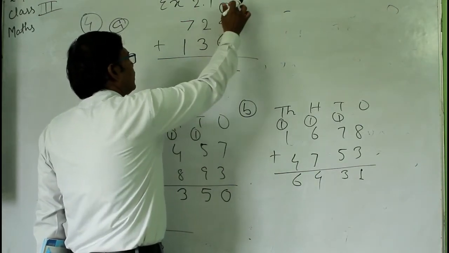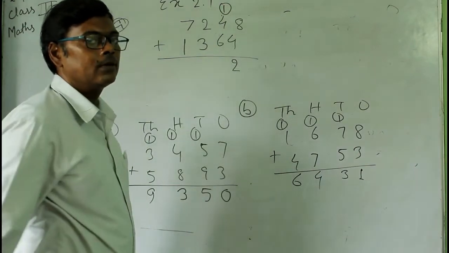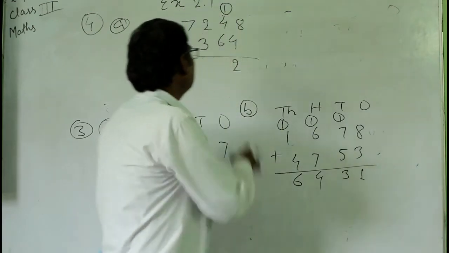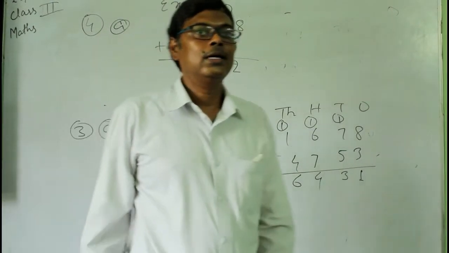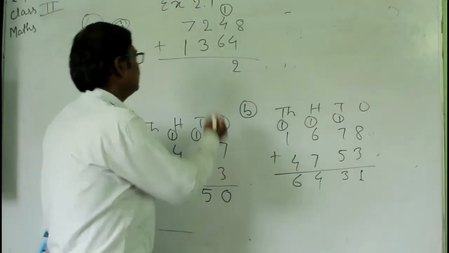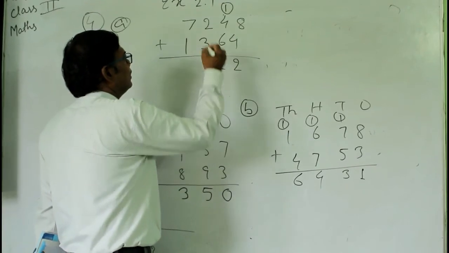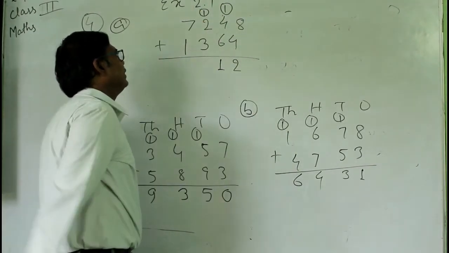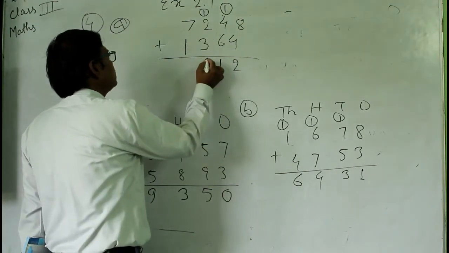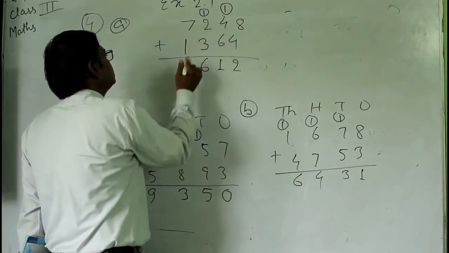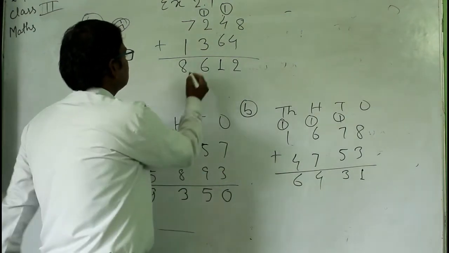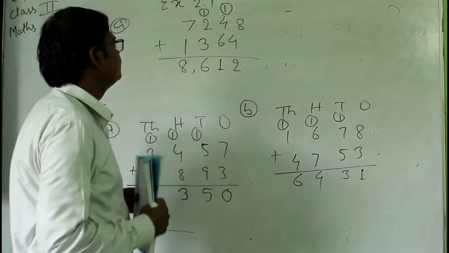Then 4 plus 1 is 5. And 5 plus 6 is 11. So write 11. Then here write 1 and then carry 1. Then 2 plus 1 is 3. And 3 plus 3 will be 6. Then 7 plus 1 is 8. So the answer is 8,612.